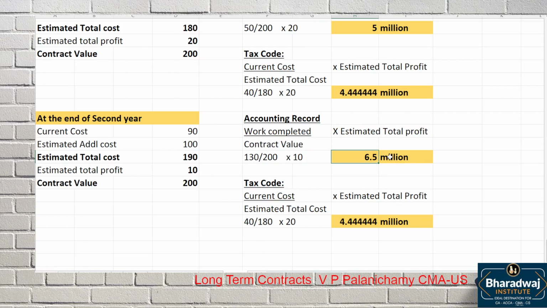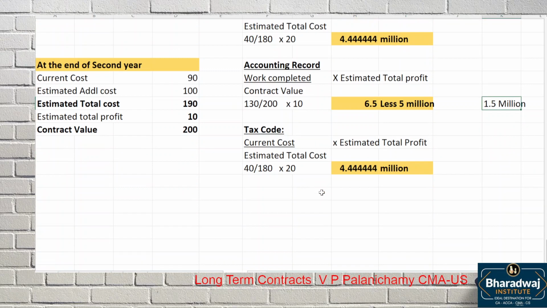6.5 million. Less, in the first year we already recognized 5 million. Balance, how much will be recognized? 1.5 million will be recognized. So 6.5 million less 5 million already recognized in the first year, balance 1.5 million.